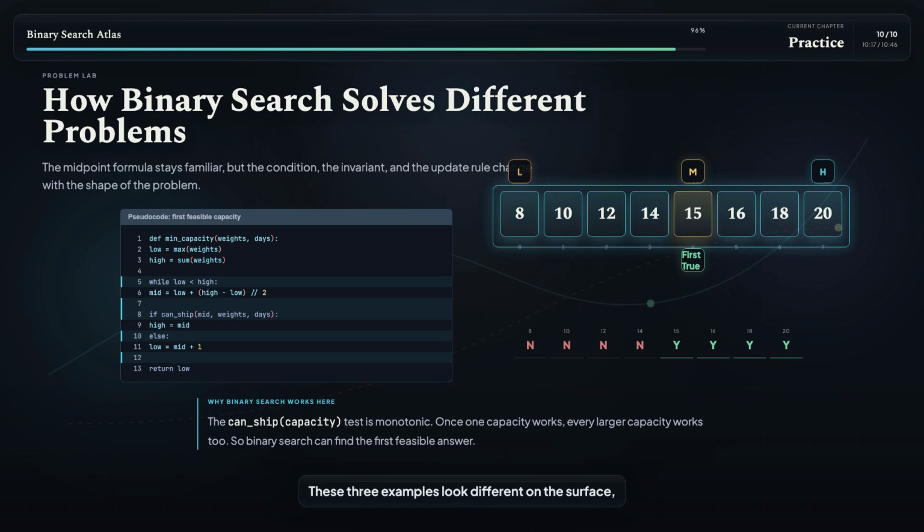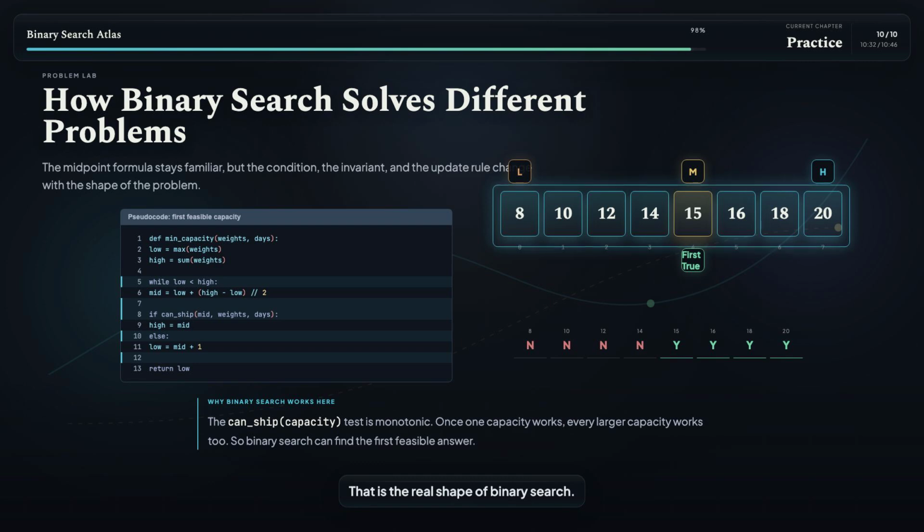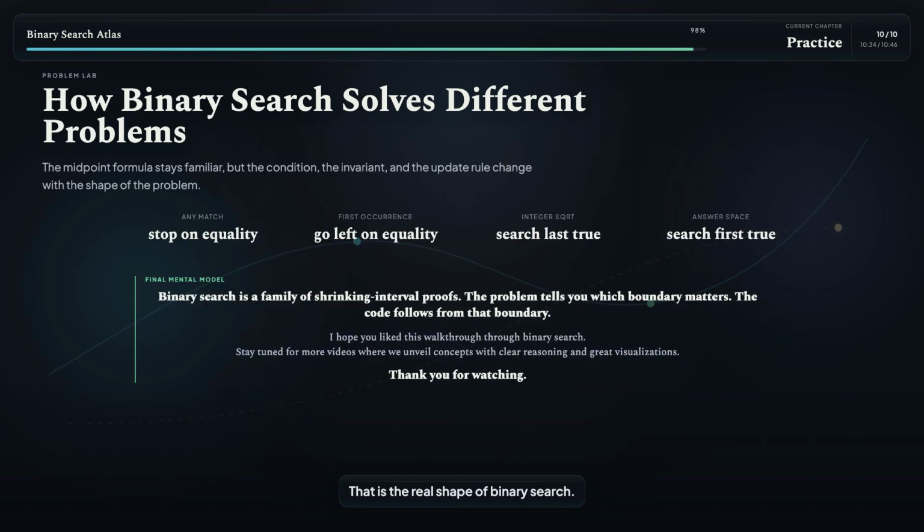These three examples look different on the surface, but the underlying discipline is the same. Decide what boundary you need, choose the predicate that describes it, and then make every update preserve that meaning while the interval shrinks. That is the real shape of binary search.